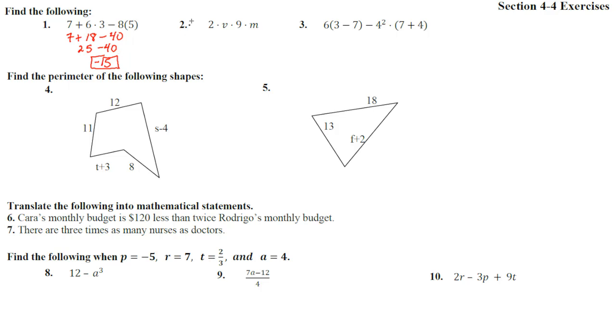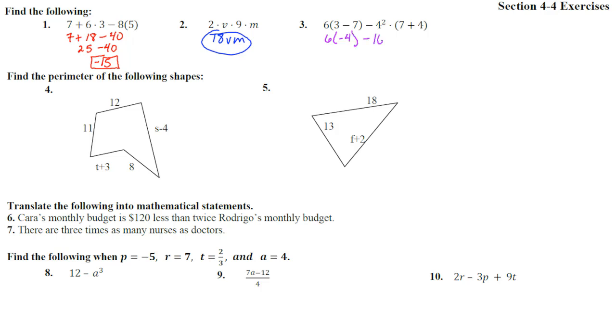Good. Number 2. 2 times v times 9 times m. 2 times 9 is 18. We don't know what the v is. We don't know what the m is, but 18 times v times m, we can write it down just like that. Good. Number 3. 6 times 3 minus 7 is a negative 4.